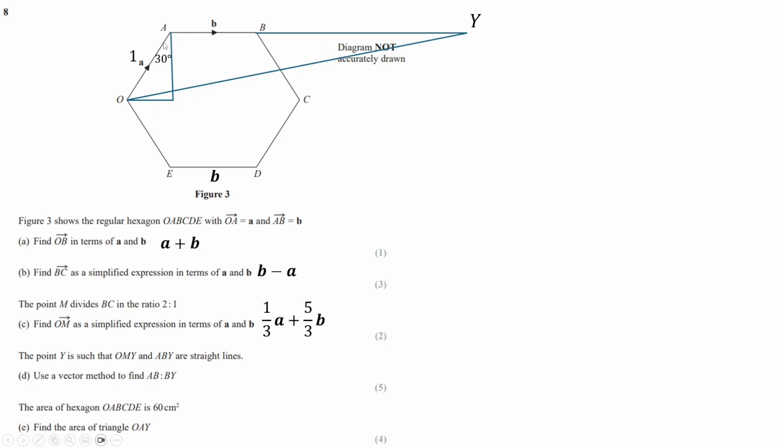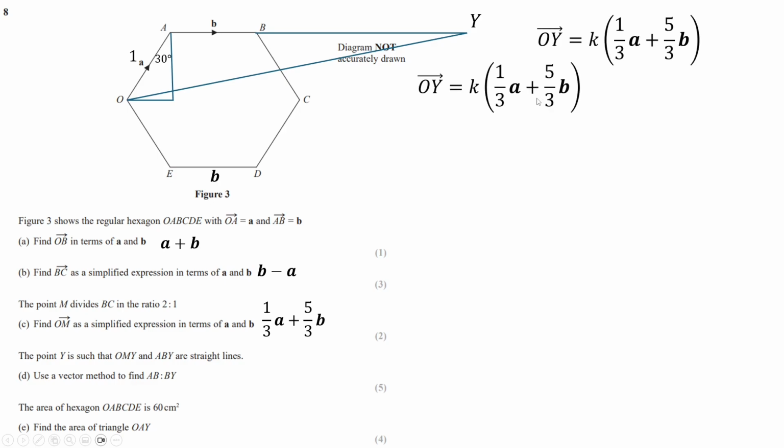This is an angle of, what is it, 150 degrees, I think. But anyways, we can say that OY is just some multiple of OM, and we know what OM is. It's this, okay? So if we extend OM by some scalar multiple, what have I picked? K, then you'll get OY. So we'll say OY is this.